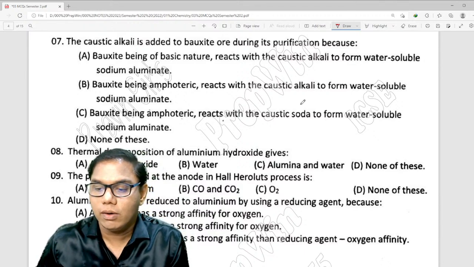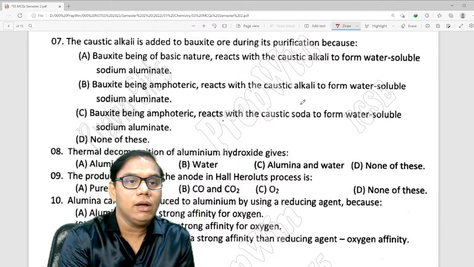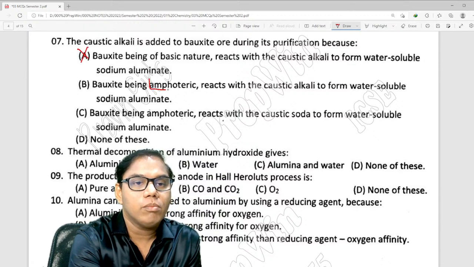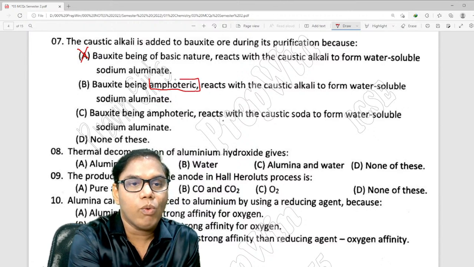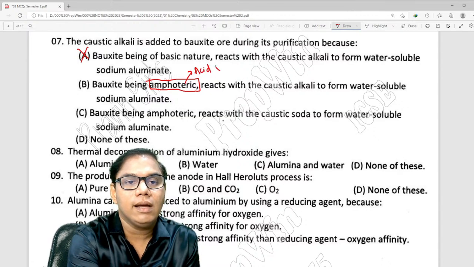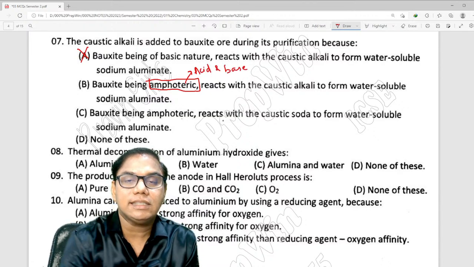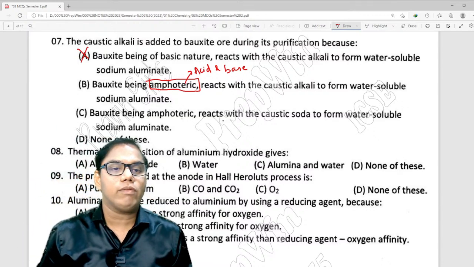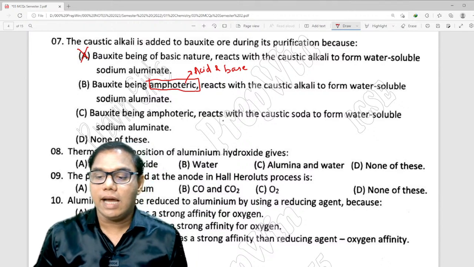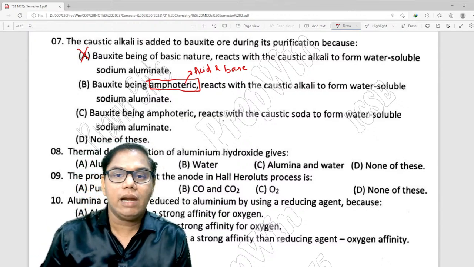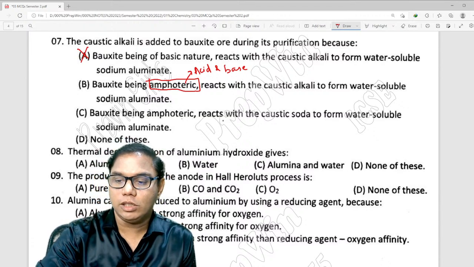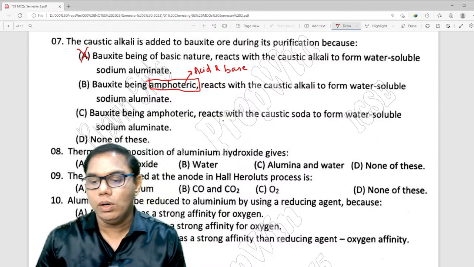Okay, A cannot be a correct answer, kyunki bauxite is amphoteric in nature. What is amphoteric in nature? Jo behave kar sakta hai like an acid and like a base. Agar samne base aayega to it will behave like an acid, aur samne acid aayega to it will behave like a base. So A is not a correct option. A is ruled out.